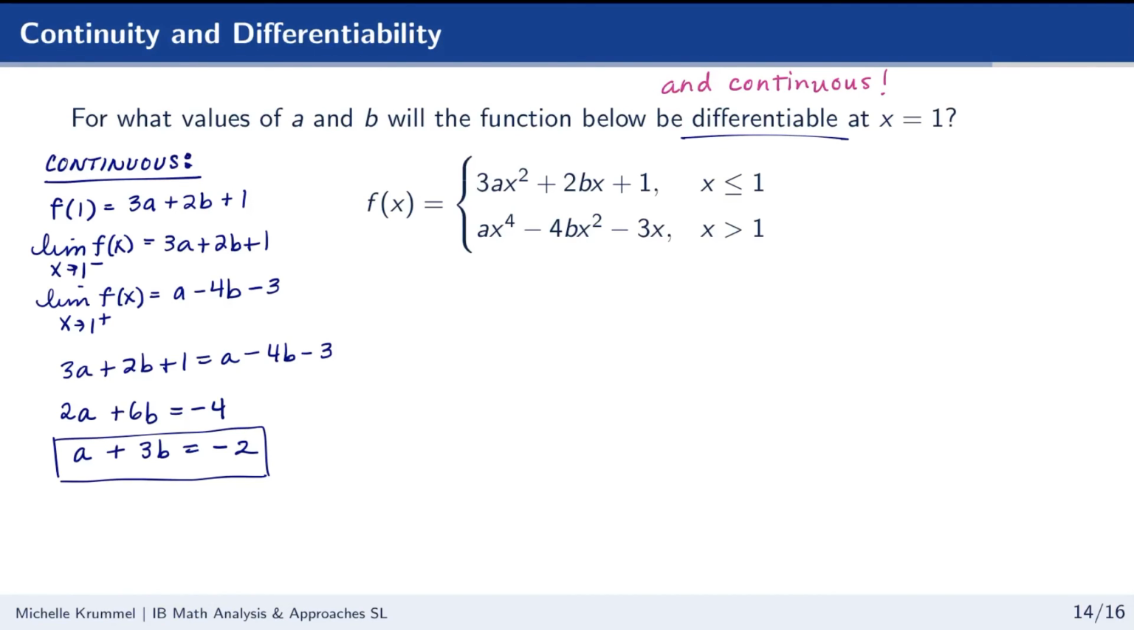For differentiability, we're going to need to find the limit of f prime of x. So let's find f prime of x. I don't know if I have enough room to write it on the side, so let me write it right here below. F prime of x. Okay, again, just to save us a lot of writing to figure this out the long way, I'm going to tell you what the derivative of f is. This is one that I can do in my head, and once we get into Unit 3, you will learn how to do this in your head as well. So f prime of x for that top piece is going to be 6ax plus 2b. And for the bottom piece, it's going to be 4ax cubed minus 8bx minus 3.